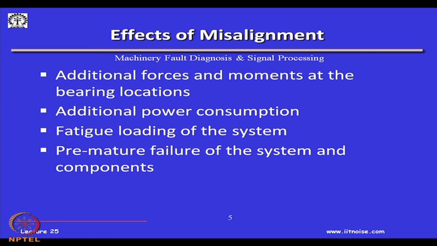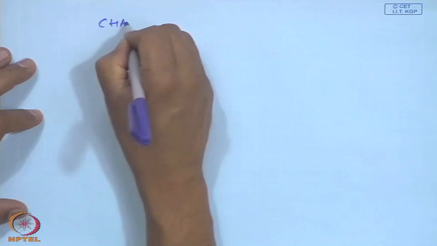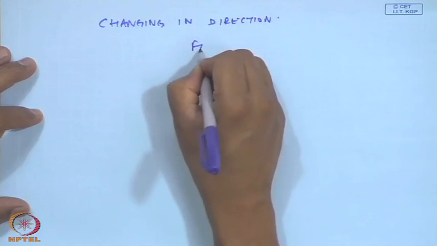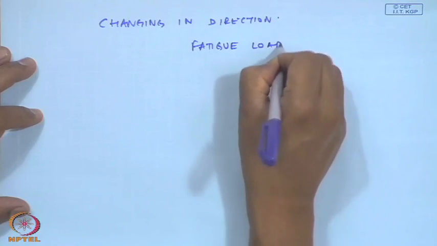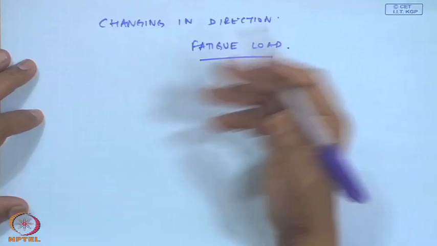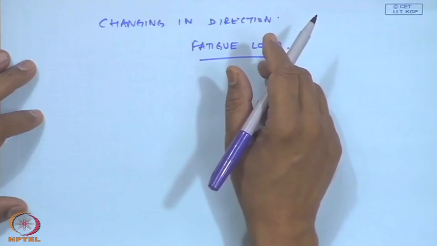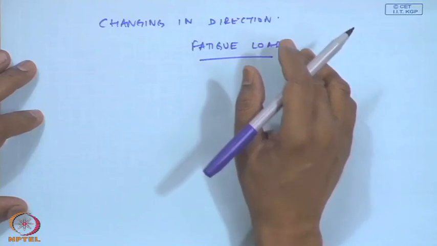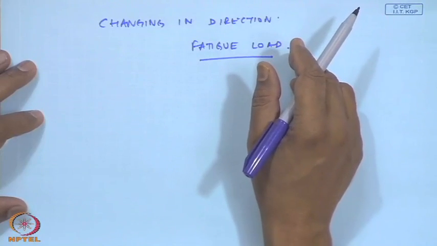Obviously, if additional forces are coming, they will oppose the system. So, once they oppose your load, we are going to have additional power consumption in the system. And then, because these forces are changing in direction at every rotation, they will induce fatigue load. So, the problem gets compounded. You see, a small delta x which has gone unnoticed will create a fatigue load, and because of fatigue, our systems are going to fail much earlier than they were designed for. Okay. So, to avoid such fatigue failure because of misalignment, we have to ensure that delta x, delta y, delta z are kept to a minimum.